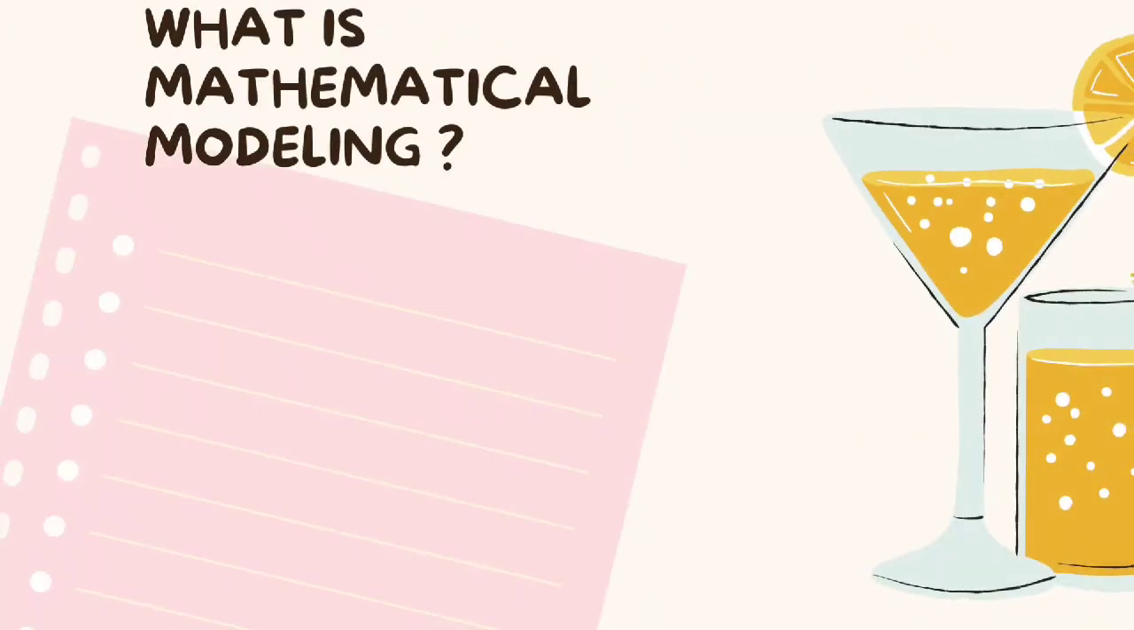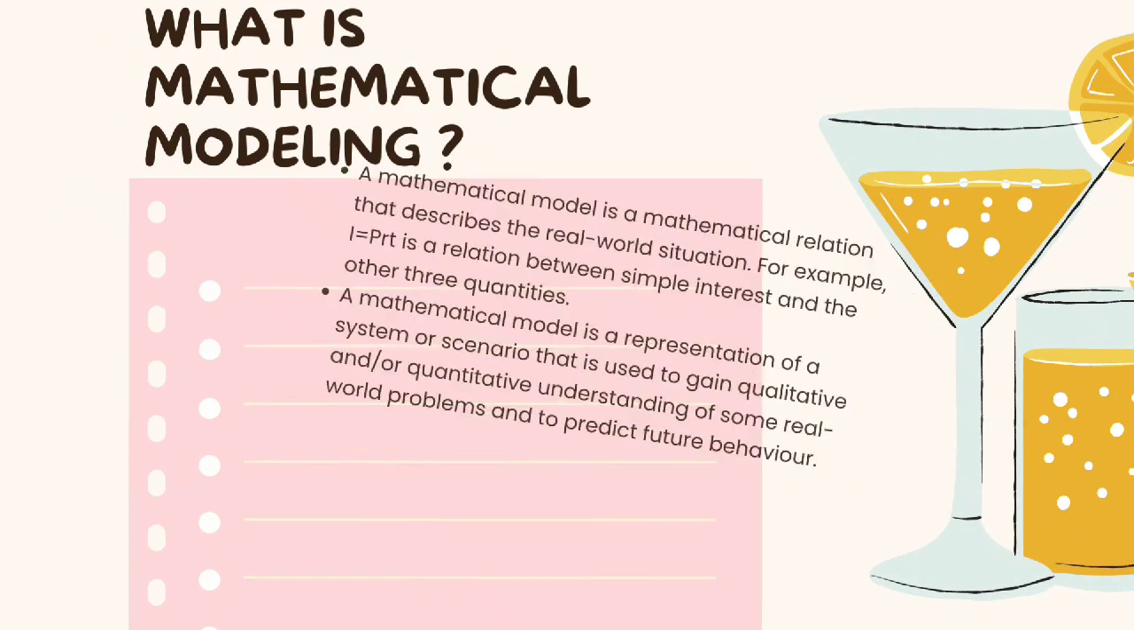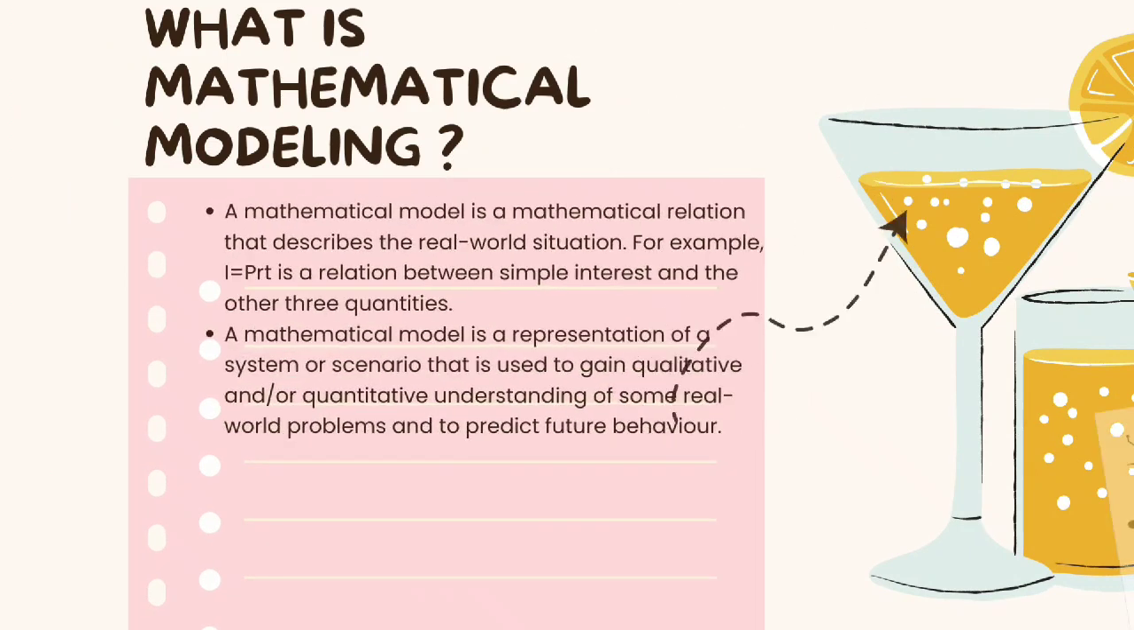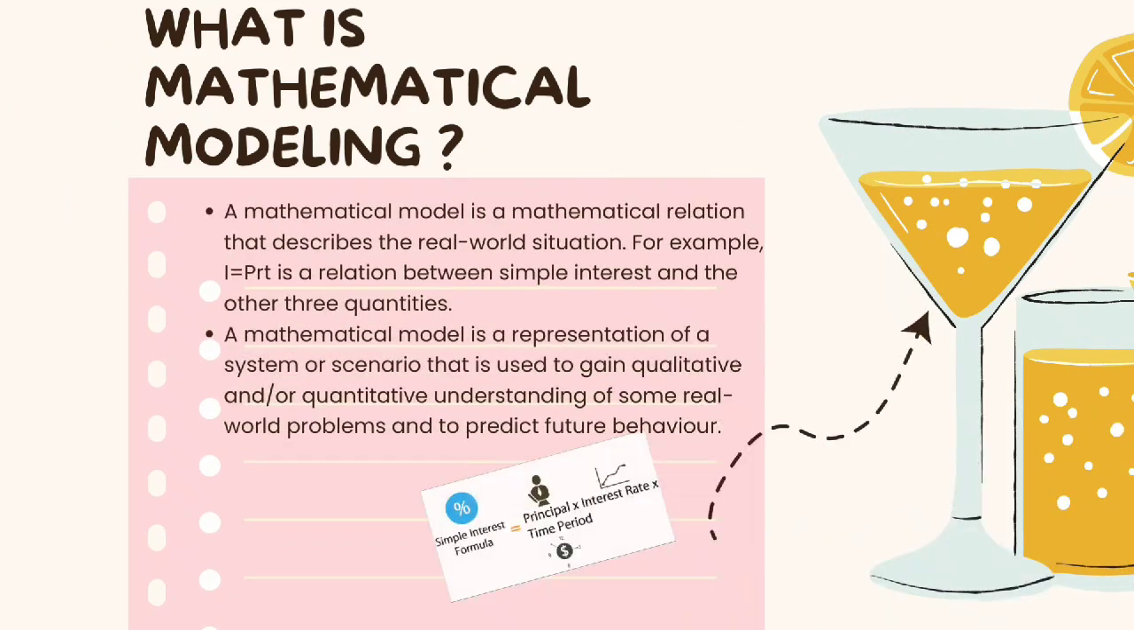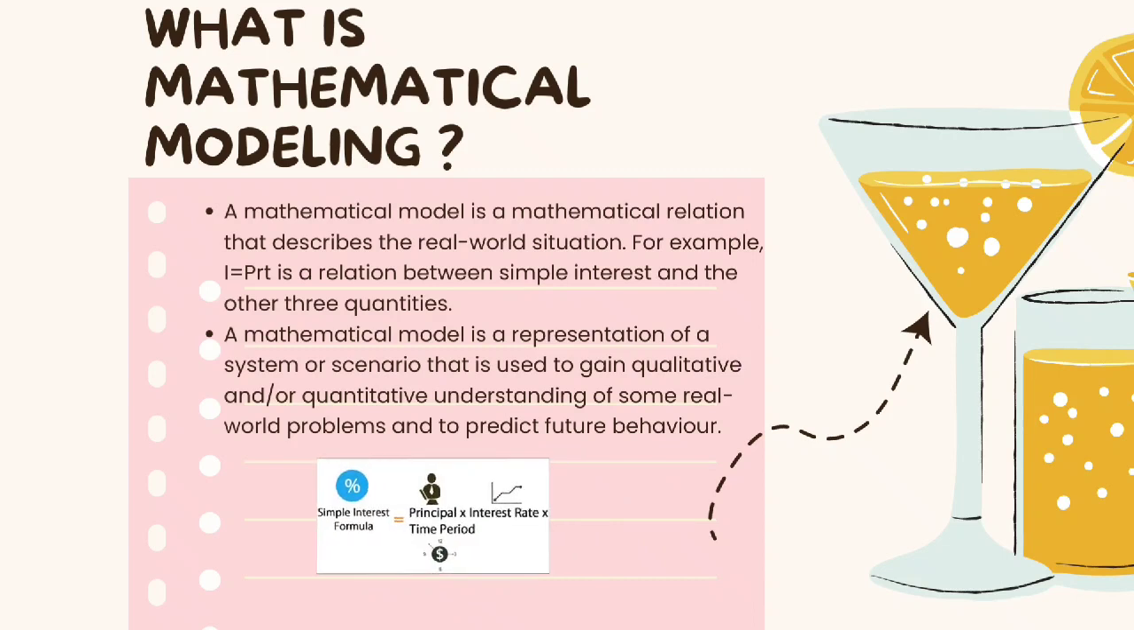What is mathematical modeling? A mathematical model is a mathematical relation that describes a real-world situation. For example, I = PRT is a relation between simple interest and the other three quantities. P is the principal, R is the rate, and T is time.